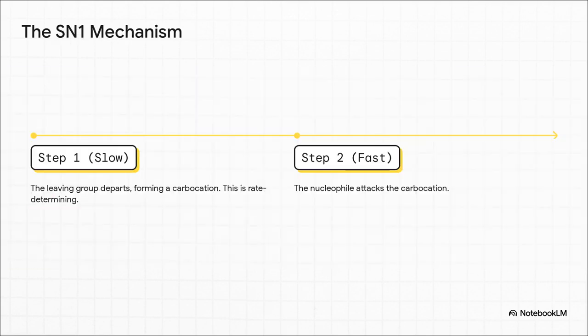The best way to think of this is as a two-act play. Act 1 is the slow, dramatic breakup. The leaving group just leaves, all on its own. This creates a positively charged and really unstable intermediate called a carbocation. Then, and only then, do we get to Act 2, which is super fast. The nucleophile swoops in and attacks that now vulnerable carbocation.